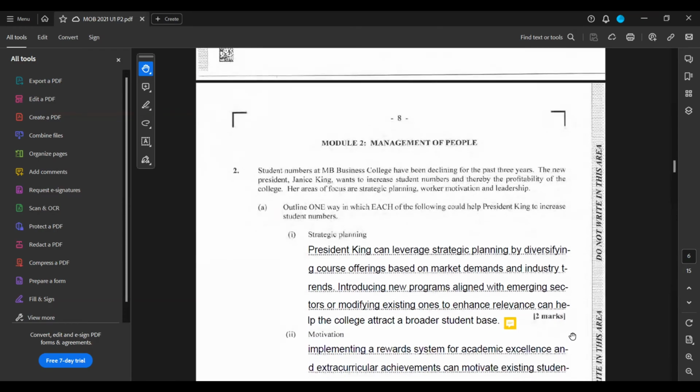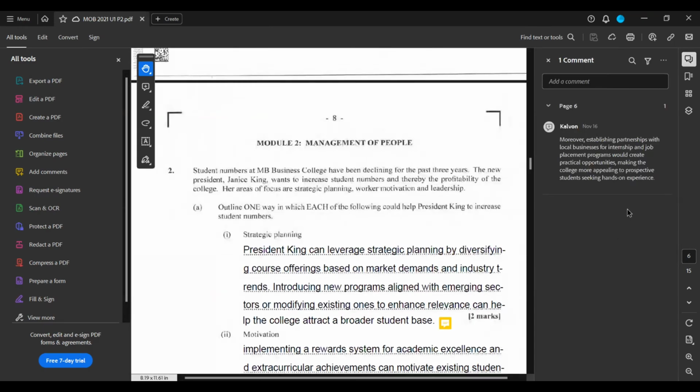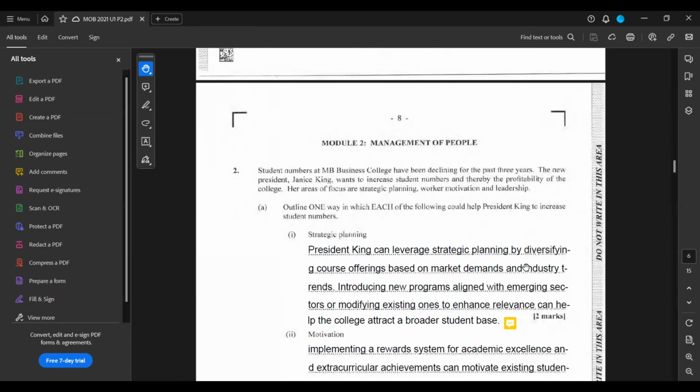Strategic planning. President King can leverage strategic planning by diversifying course offerings based on market demands and industry trends, introducing new programs aligned with emerging sectors, and modifying existing ones to enhance relevance, which can help the college attract a broader student base. Moreover, establishing partnerships with local businesses for internship and job placement programs would create practical opportunities, making the college more appealing to prospective students seeking hands-on experience.